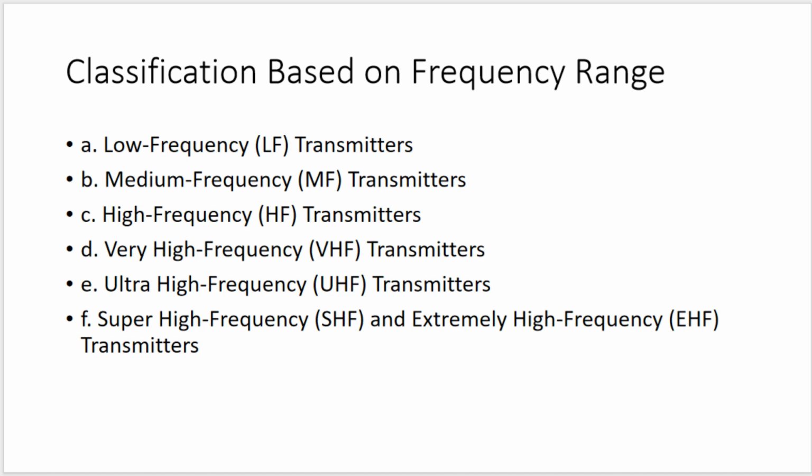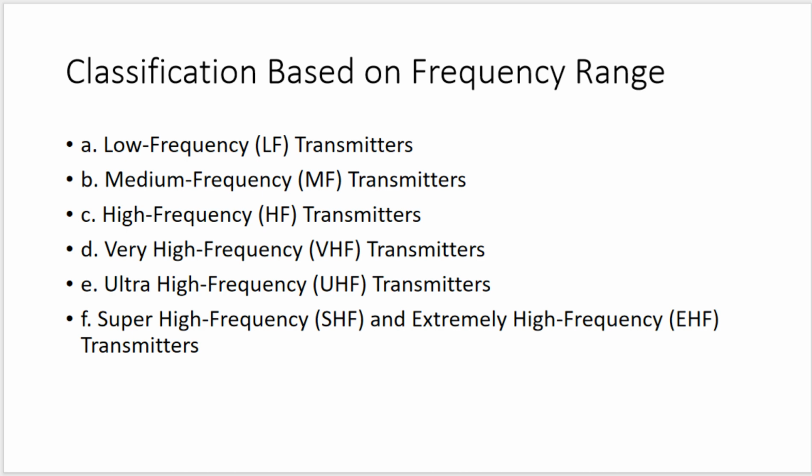Point C is the high frequency transmitter. The frequency range is from 3 megahertz to 30 megahertz, and it is used for shortwave radio, amateur radio, and maritime communication. And point D, the very high frequency transmitter. The frequency range is from 30 megahertz to 300 megahertz, and it is used for FM radio, television broadcasting, and air traffic control.